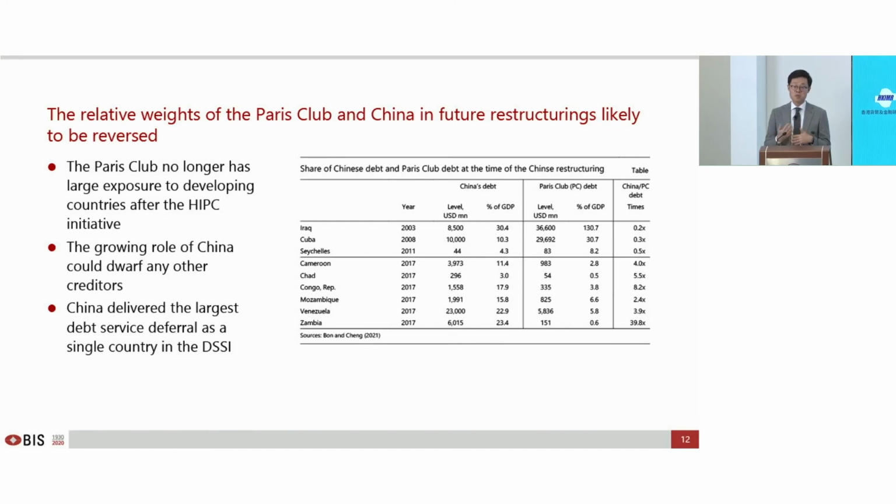The situation completely reversed if you look at the more recent debt restructurings in African countries, but also in Venezuela, in Latin America. Here, China dominates the Paris Club at the time of restructuring, especially in the case of Zambia.